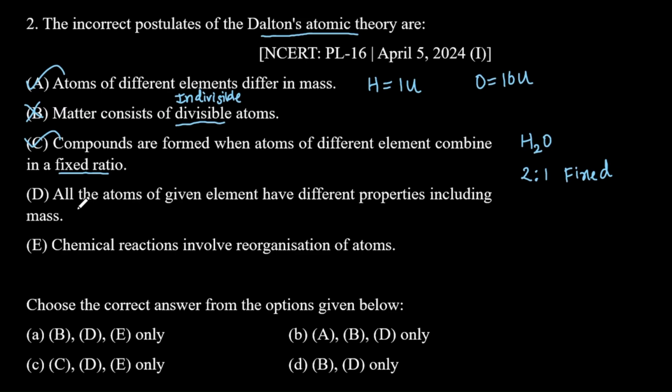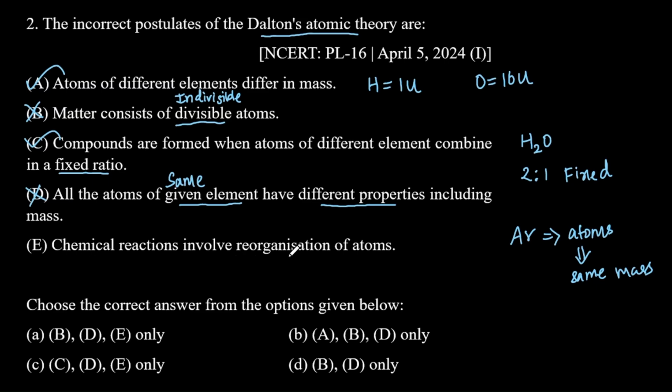Going to the fourth statement, all the atoms of a given element have different properties including mass. This statement is wrong. Here given element refers to the same element. So if we consider the element argon, all the atoms of argon will have the same mass. So for a given element, all the atoms will have the same mass and the same properties. So the statement 4 is also wrong.